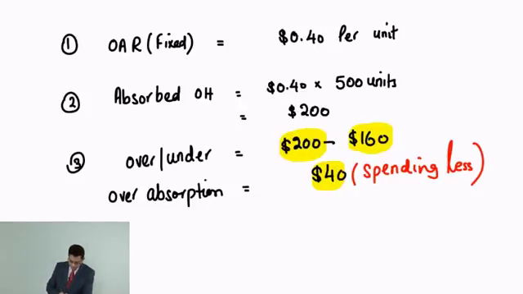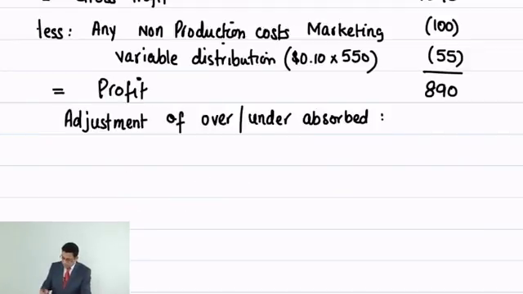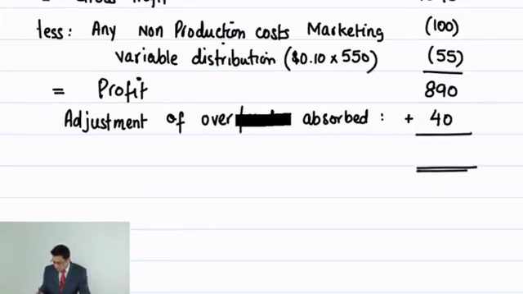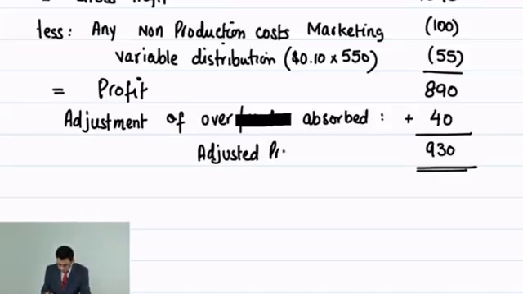And then we can take this into the main answer plan and add this to the profit. In this case it is not under absorbed, it is over absorbed, and over absorbed overheads increase the profits, and that becomes $930 of adjusted profit. Adjusted profit. I can show you the same thing with marginal costing as well.